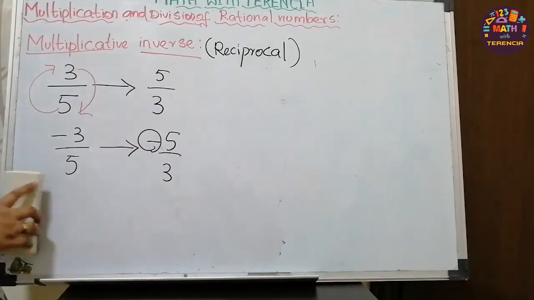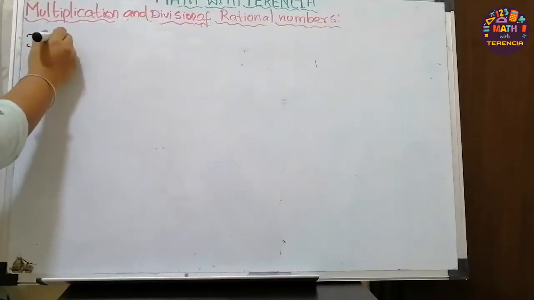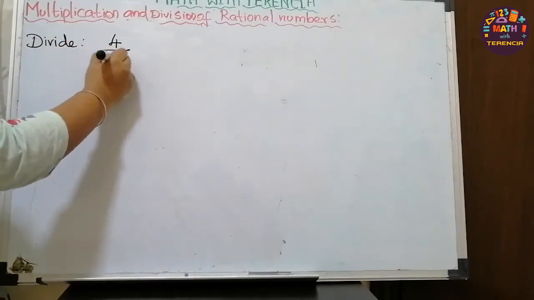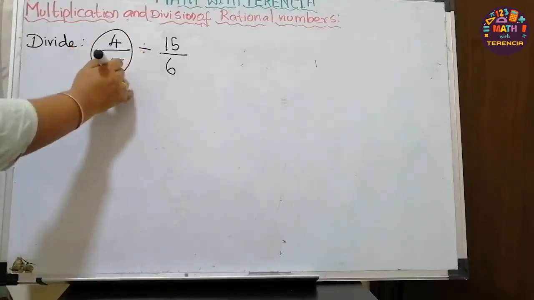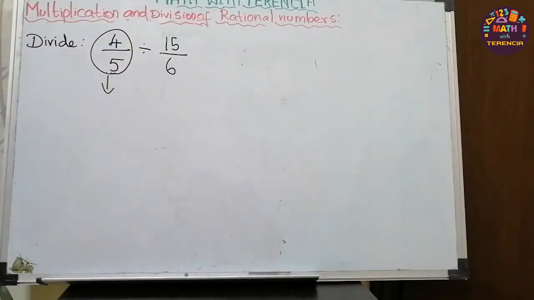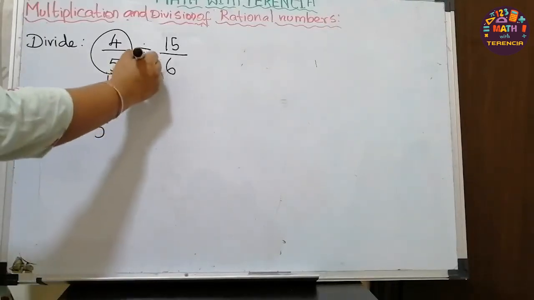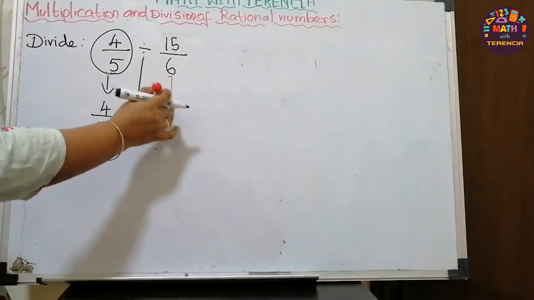Why is it important for division? Let's work some problems. Divide 4 by 5 by 15 by 6. Step number 1, keep the first rational number as it is, 4 by 5. Step 2, change division to multiplication. We can't divide directly.